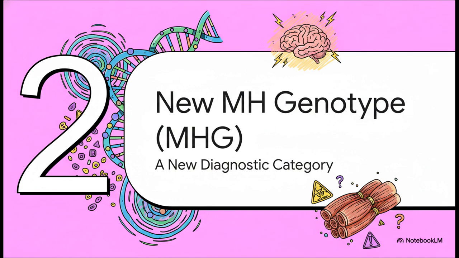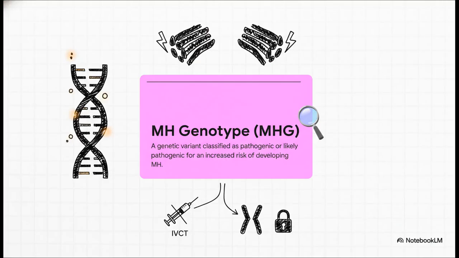That leads us directly into Section 2, the new MH genotype, or MHG. This is that new diagnostic category I just mentioned. So what exactly is it? The MHG classification is assigned to individuals who carry a pathogenic or likely pathogenic variant, but, and this is the key part, have not undergone an IVCT. This creates a really important distinction. It cleanly separates a diagnosis confirmed by the contracture test, that's our classic MHS, from one confirmed by genetic analysis alone, which we now call MHG.